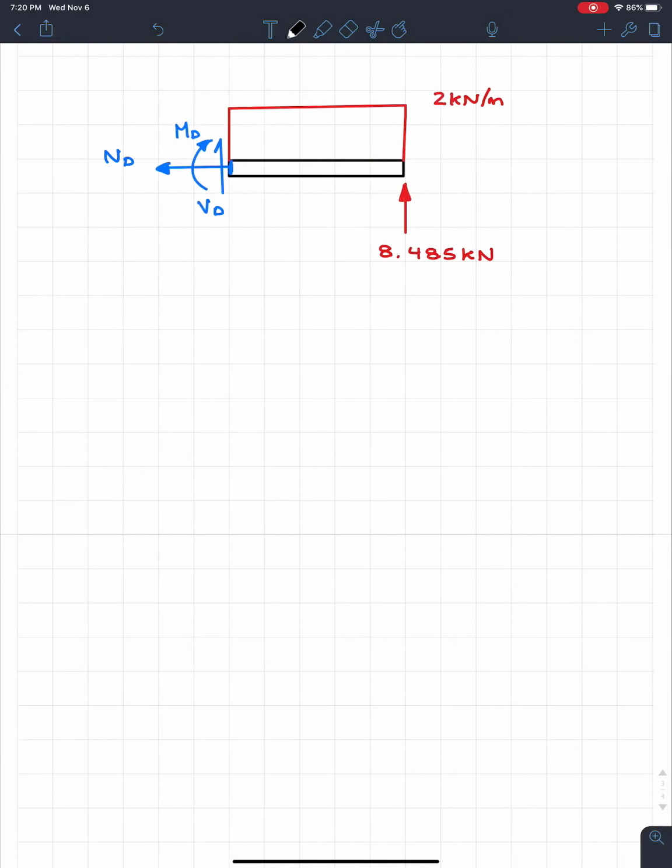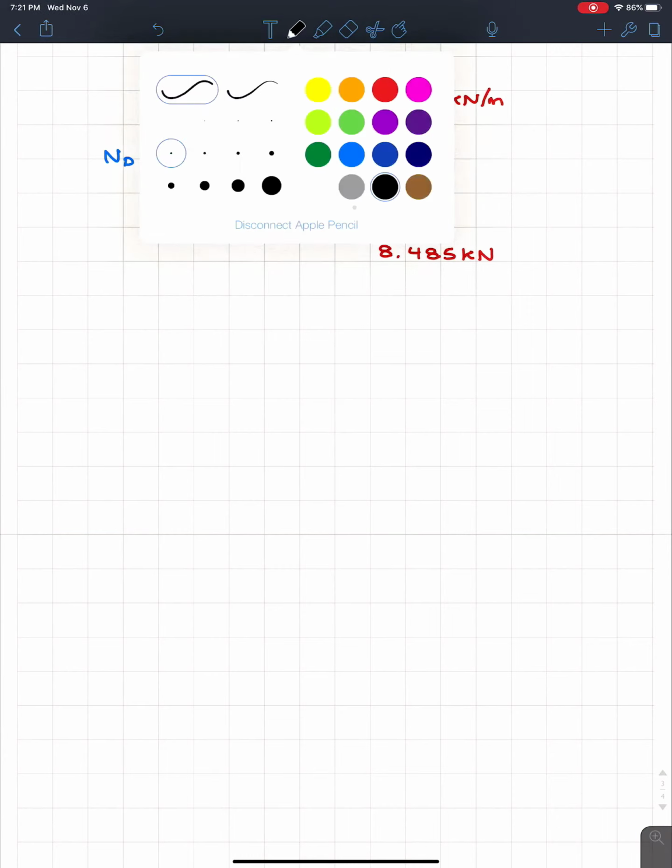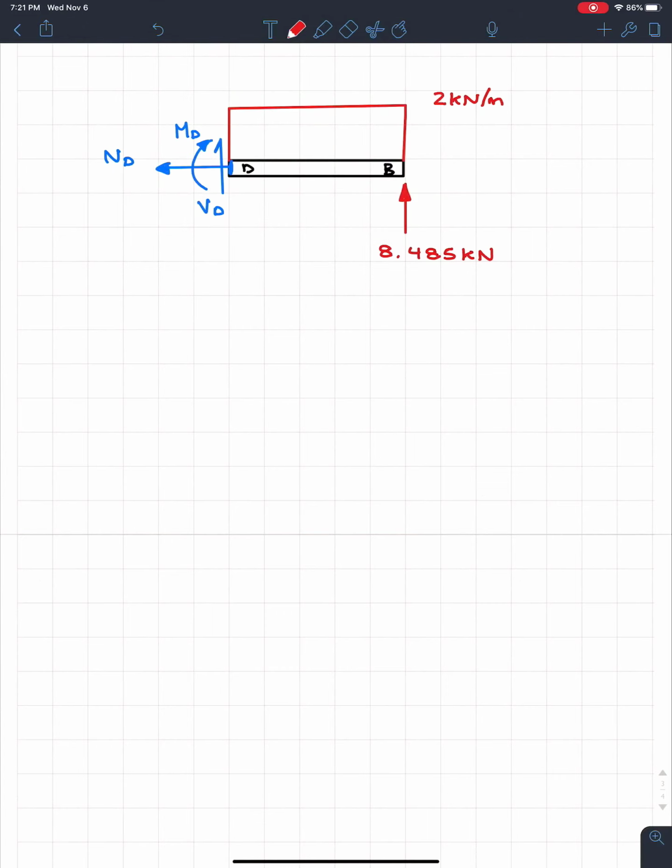I'm going to put the points in real quick so we know where everything is. And then finally, I'm just going to add an arrow, which I'm going to call F2, which would be our new force caused by that distributed load. So this one's going to be F2.